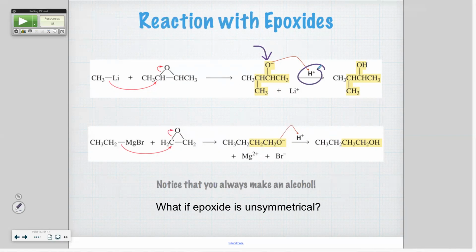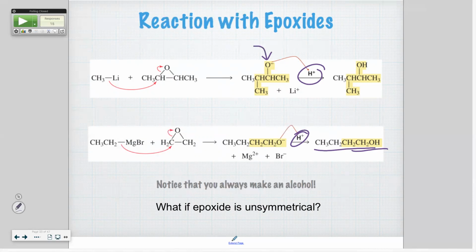It's another step. Okay, here we have a Grignard plus ethylene oxide. It's probably the simplest epoxide you can have. And then we protonate it, and look what we did. So we started with 2 carbons, and now we have 4 plus OH. Okay, what if the epoxide was not symmetrical? You'll notice that in both of those examples, the epoxide was symmetrical.